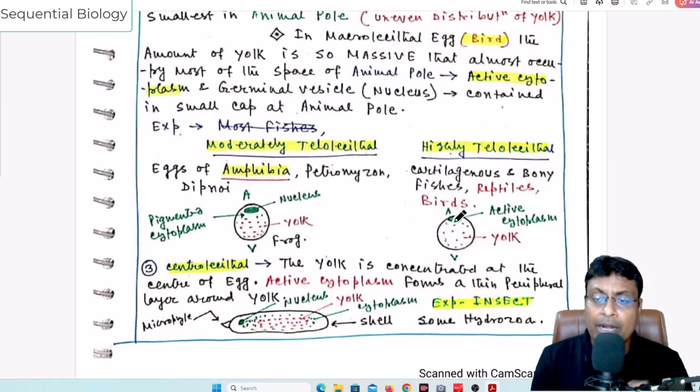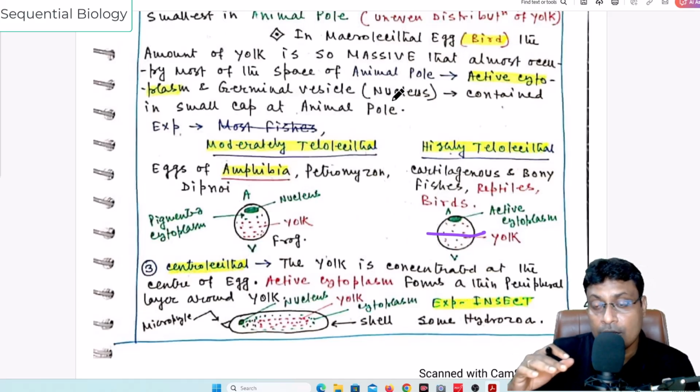So this is a bird or chicken egg, and here you can see the animal pole and the vegetal pole. This vegetal pole is almost entirely occupied by yolk, and not only the vegetal pole but also a few portions of the animal pole are occupied by yolk. So active cytoplasm is present in a very small region, and this active cytoplasm is called the blastodisc. In this blastodisc, cleavage, gastrulation, and all of these processes can be seen, and it resides at the top of the yolk.